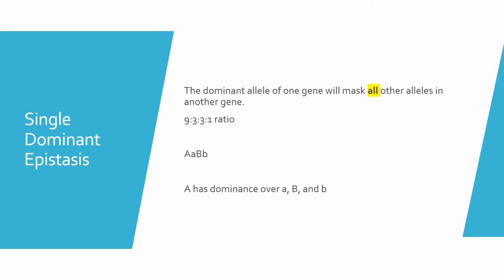The type of epistasis that I'm going to be discussing is single dominant epistasis. In simple terms, this is where the dominant allele of one gene will mask all other alleles in another gene. This is going to produce a 12:3:1 ratio. Below this ratio, I have an example of an organism that has a big A, big B, little b. For single dominant, we're going to give the epistasis to the big A. So when this A is present, it's going to have dominance over everything, so over the little a, the big B, and the little b.